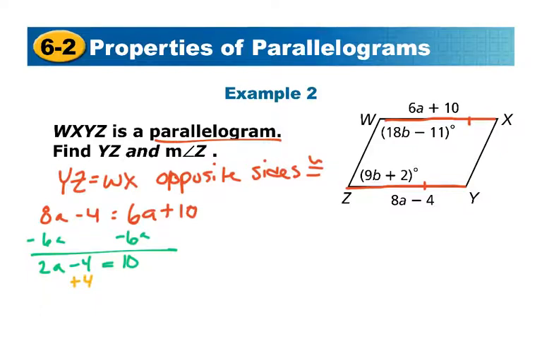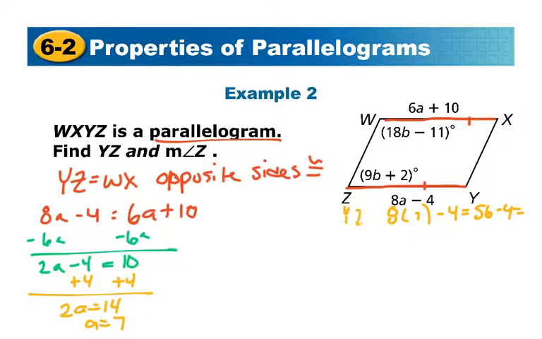Put our numbers together and get an a of 7. Of course, that's not the answer. That just means that I need to put it in to get 8 times 7 minus 4, meaning 56 minus 4, or 52. So YZ is 52.